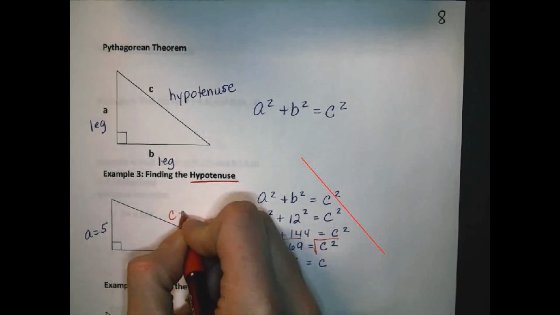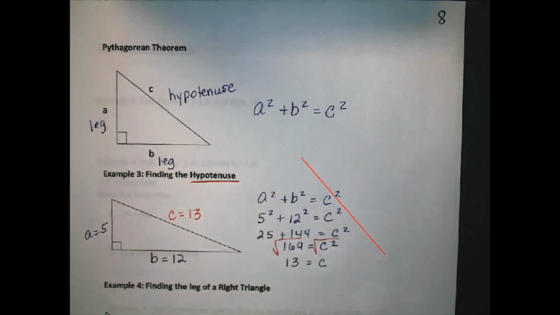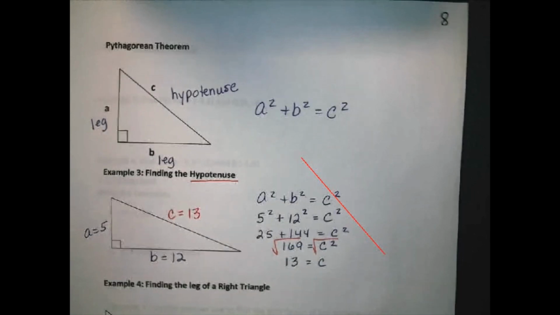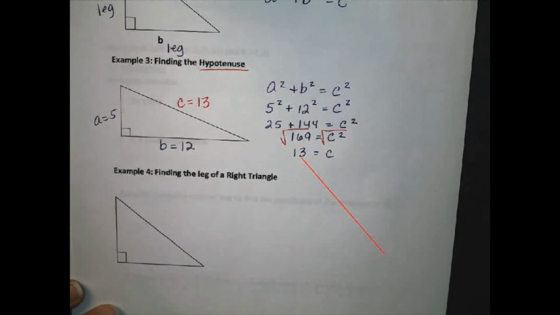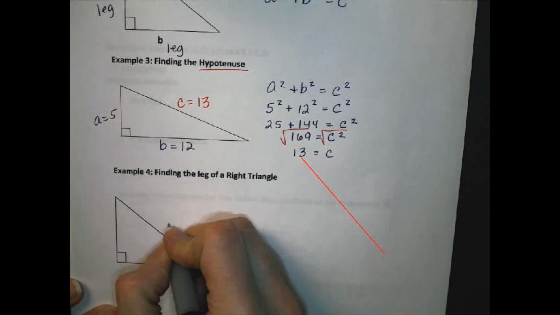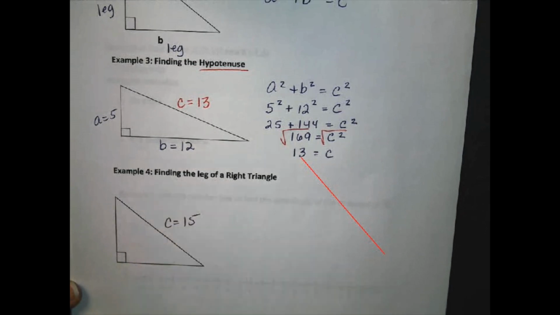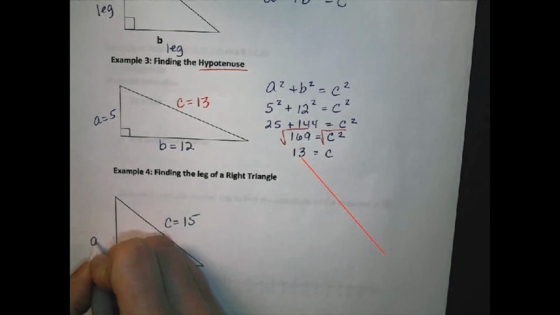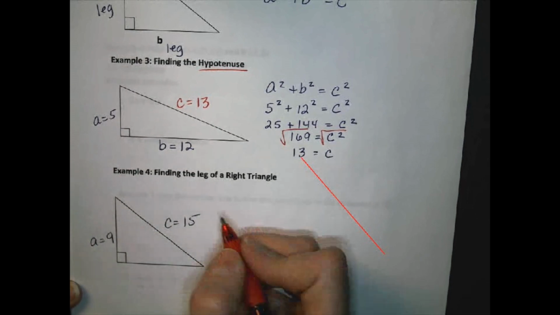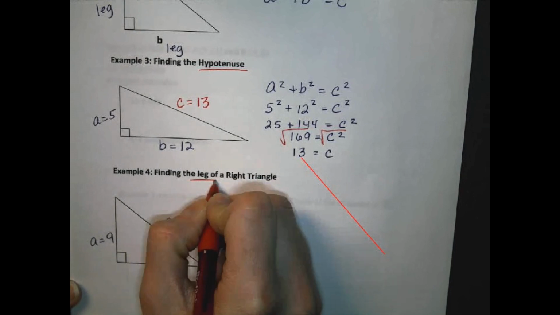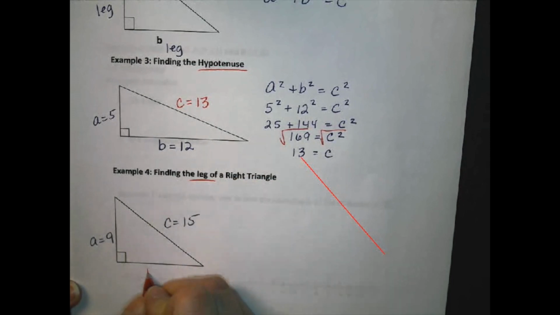Example 4 is a little bit different. This time, we already know the hypotenuse. The hypotenuse is going to be 15. I also know that A, one of the legs, equals 9. This example is asking me to find the leg of a right triangle. So I'm trying to find what is B. I can again use my Pythagorean theorem, a squared plus b squared equals c squared.